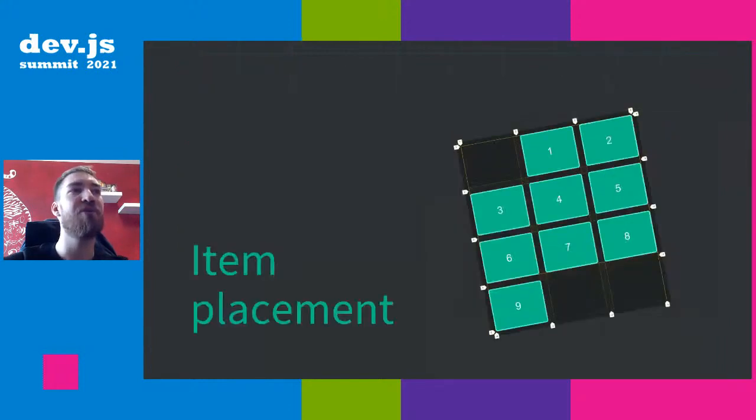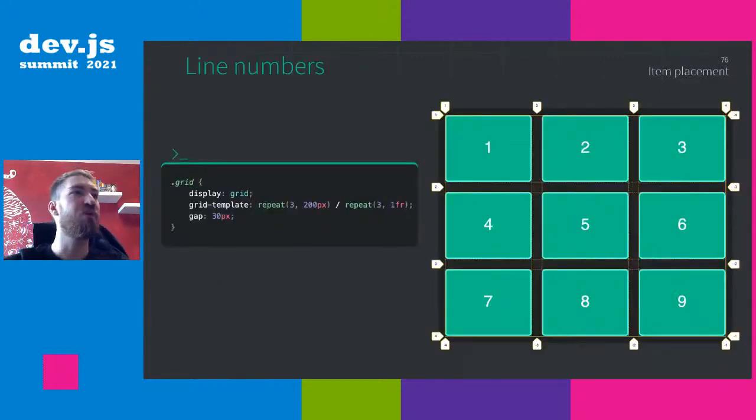And up until now, we talked a lot about what to do with the grid itself, how to define it, what we can do with the container. And now we can talk about what we can do with the item placement and the items themselves. So here we have a simple playground. We have a 3 by 3 grid where the columns have one fraction and the rows have 200 pixels.